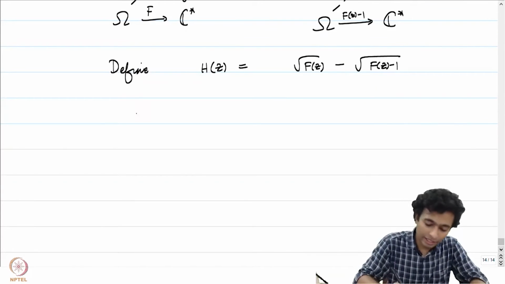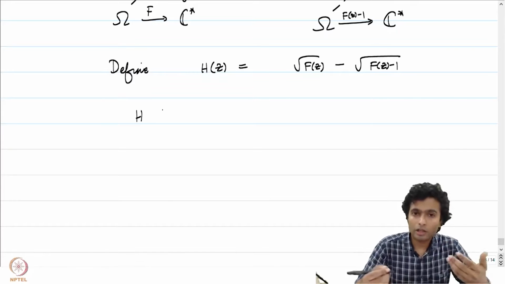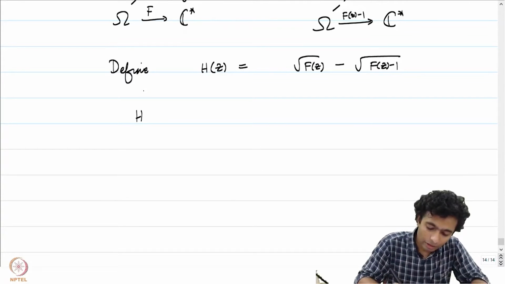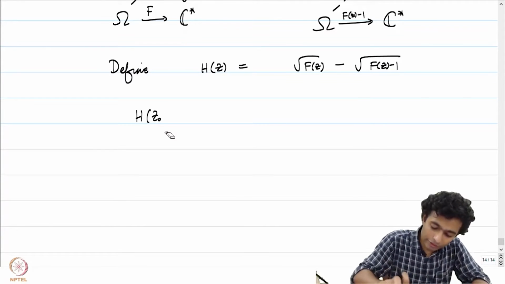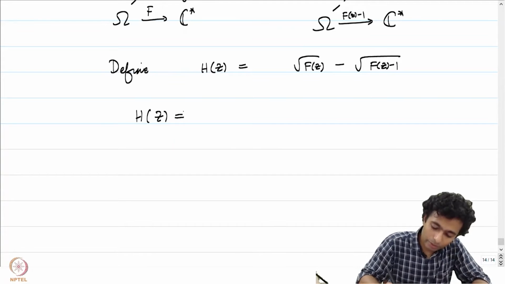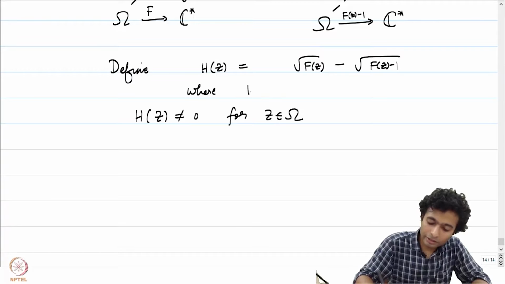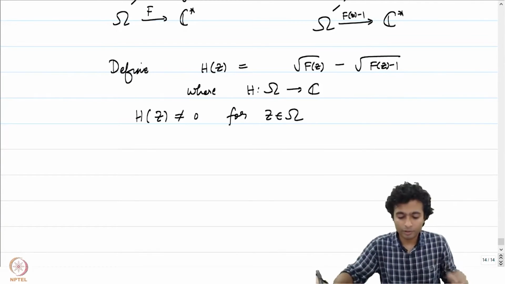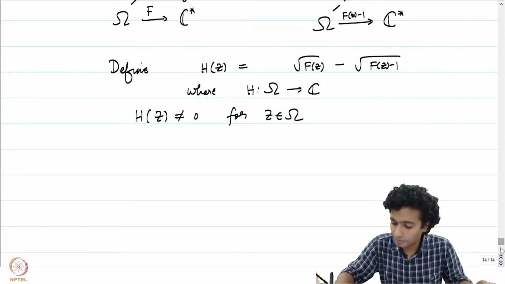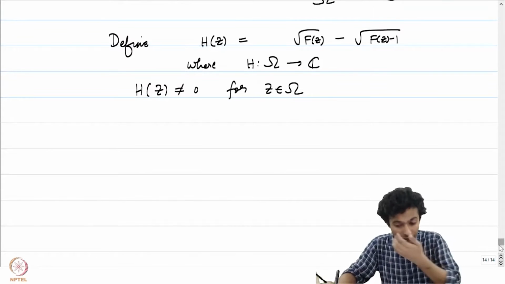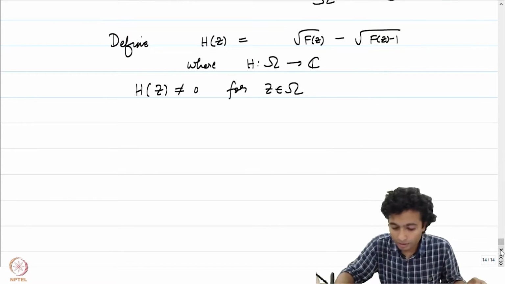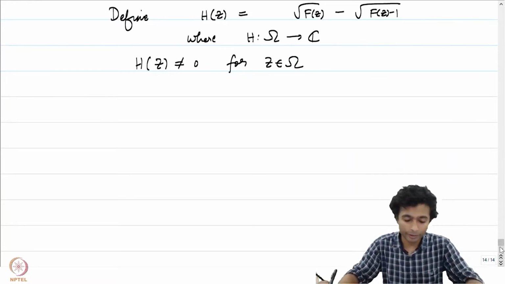The first observation is that h does not have 0 in its image. h of z is not equal to 0 for z in omega. Remember that h is a function from omega into C. In fact, I am saying that it's into C star, because if h of z is equal to 0 for some z, then it means that f of z would be equal to f of z minus 1, which is a contradiction, and therefore that's never going to happen.